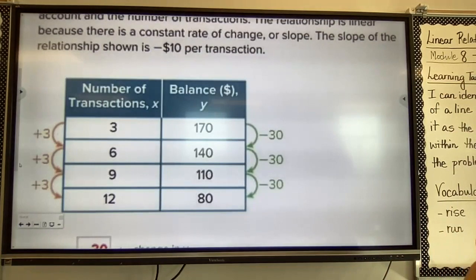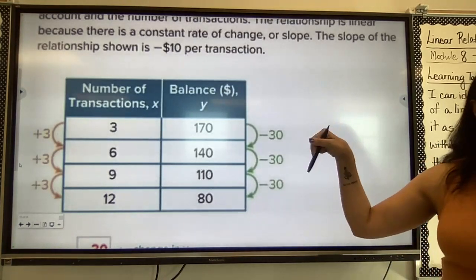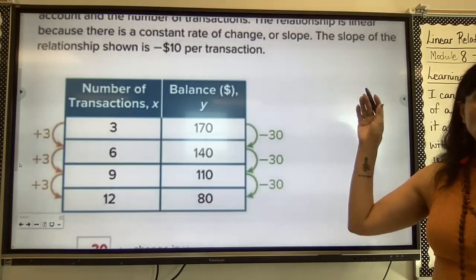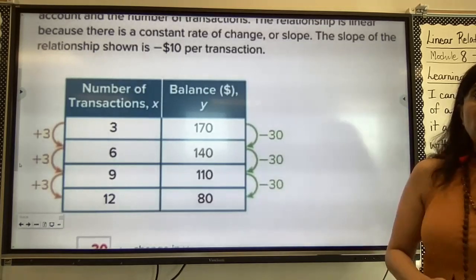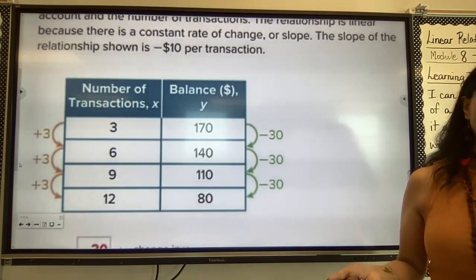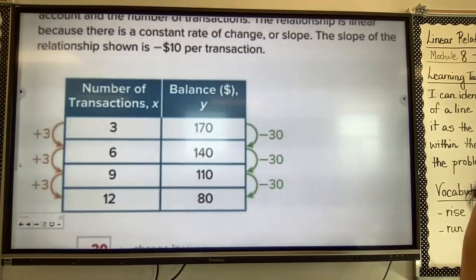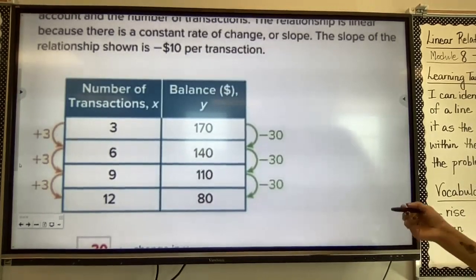So as you can see over here, the number of transactions keeps increasing by 3 over here, and that keeps going down by 30. So if I do -30 divided by 3, what do I get? I get -10 per transaction.